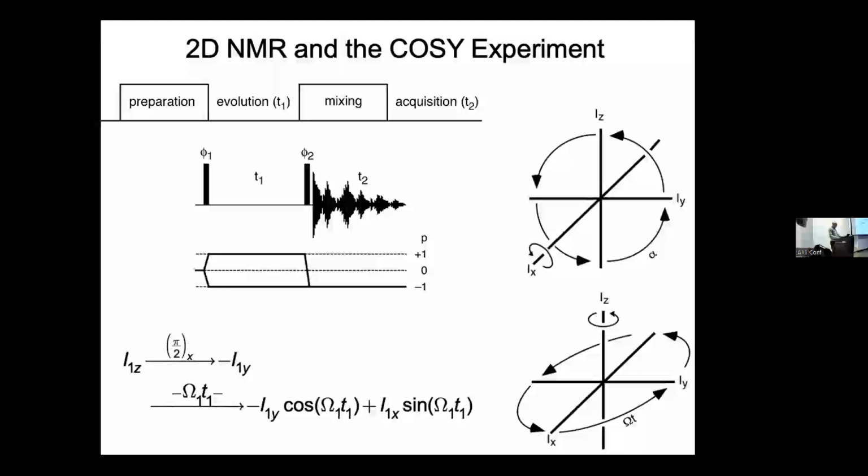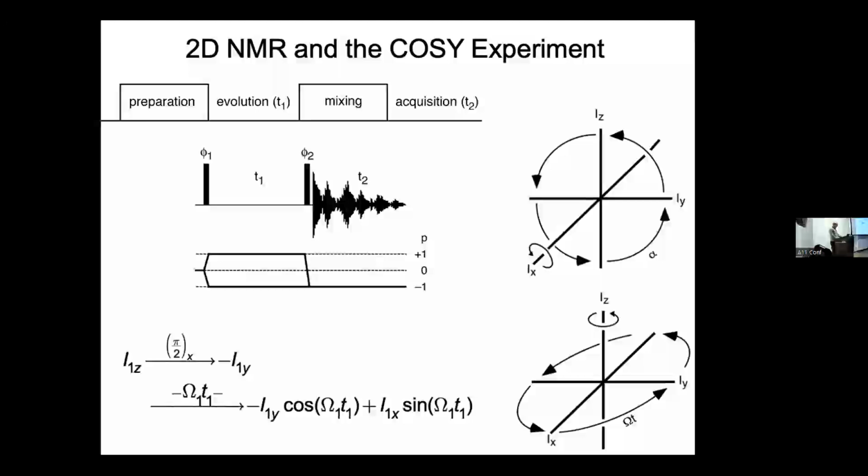So we start by applying a 90-degree pulse, and by now it ought to be second nature that IZ turns into minus IY. And now, during the period T1, which is going to be a variable time, but for any one acquisition, it's fixed, the magnetization is going to evolve under the chemical shift and the scalar couplings.